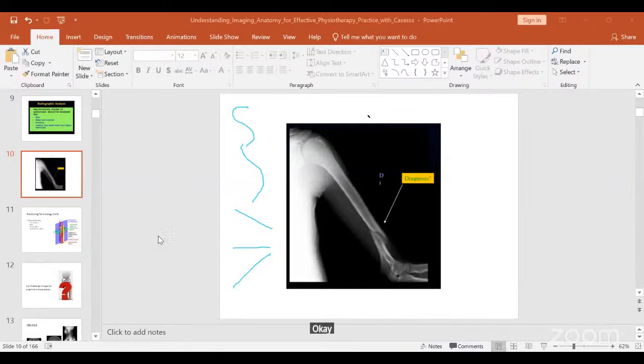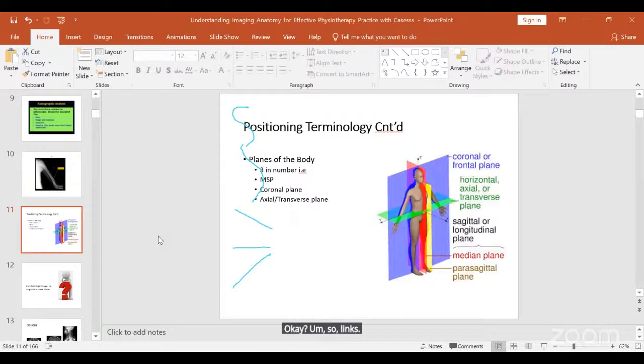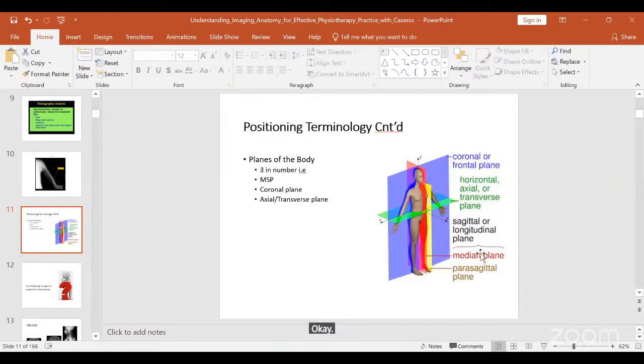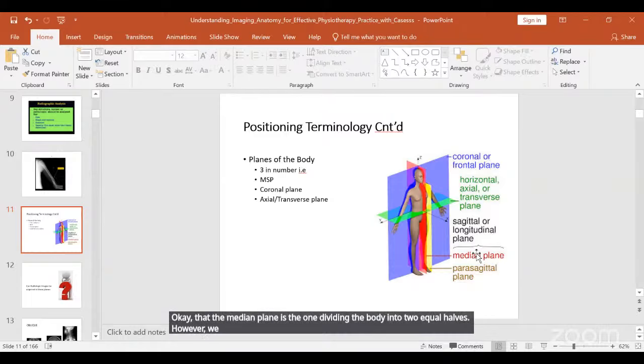Okay, so planes. We've mentioned these planes, isn't it? We know them. Especially with the higher modality images, we do a lot with these displays, and I believe we all know them, but it's good to emphasize that the median plane is the one dividing the body into two equal halves. Medial is simply a structure appearing towards the median plane.